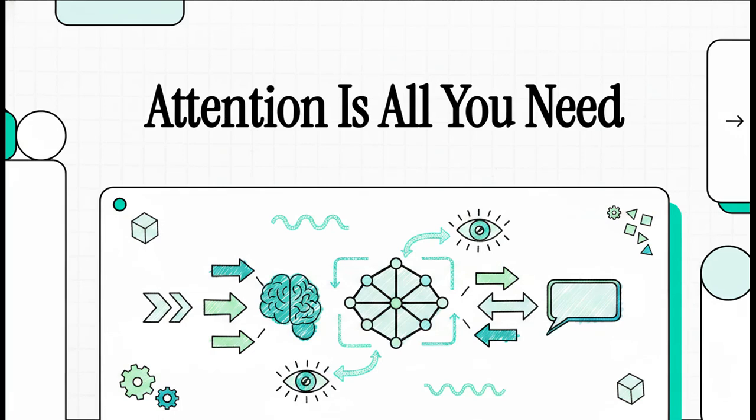Welcome to this explainer. You know those wildly powerful AI chatbots everyone's using right now? Well, they all trace back to one single monumental 2017 Google paper. Today, we're breaking down Attention is All You Need and looking at exactly how it flipped the AI world completely upside down and revolutionized machine translation forever.